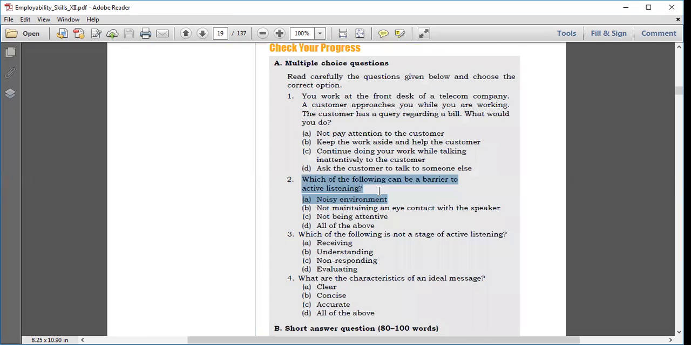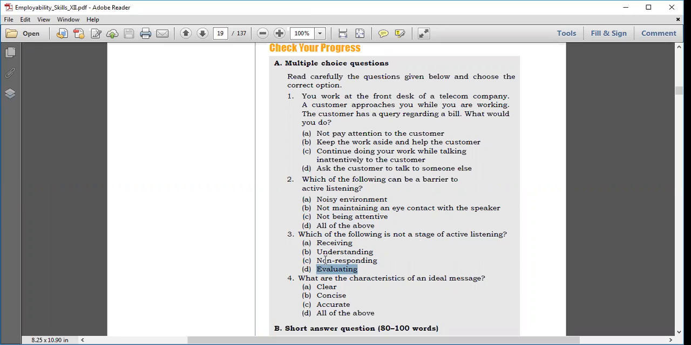Which of the following can be a barrier? Noisy environment is a barrier. Not maintaining eye contact, not being attentive, and all of these. Right? All of these is the answer. Which of the following is not a stage of active listening? Receiving, understanding, non-responding, evaluating.